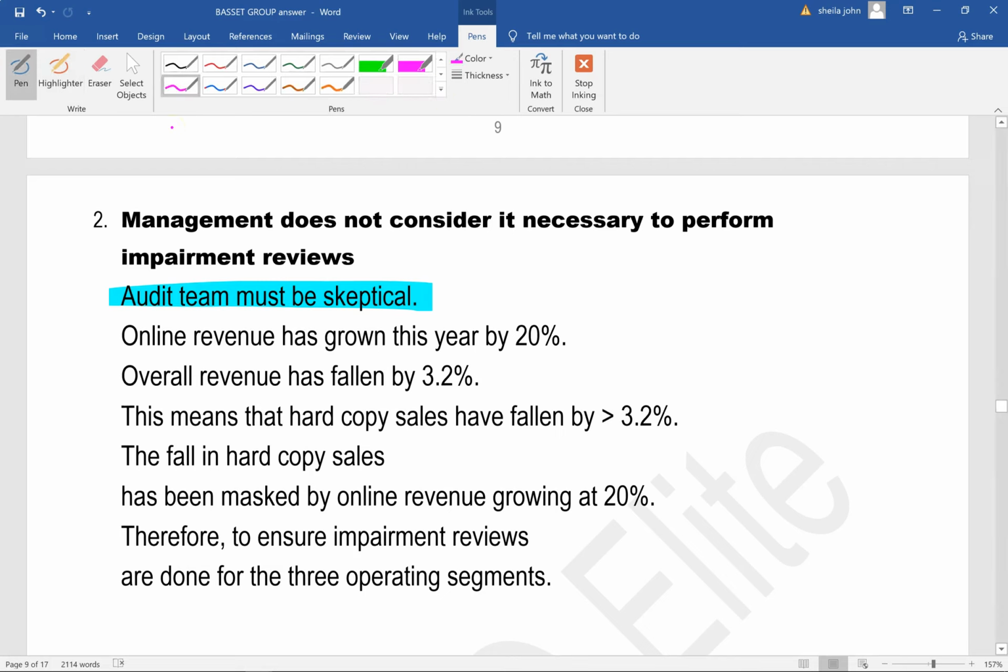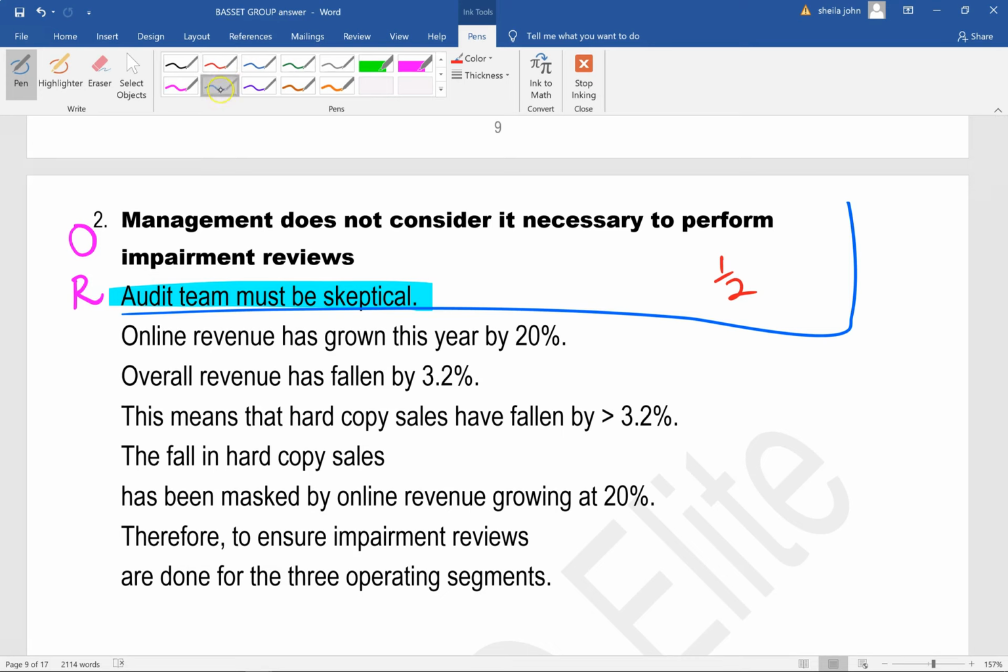So we're going to start off with the observation again. That is from the question. Then I go on to making the requirement here. So the team here is then required to be skeptical. The story here is management does not consider it necessary to perform impairment reviews. Audit team must be skeptical. And I'm going to give myself half a mark there for the identify. Then I'm going to explain why we need to be skeptical. And that is going to give me another half mark, and what we need to do.